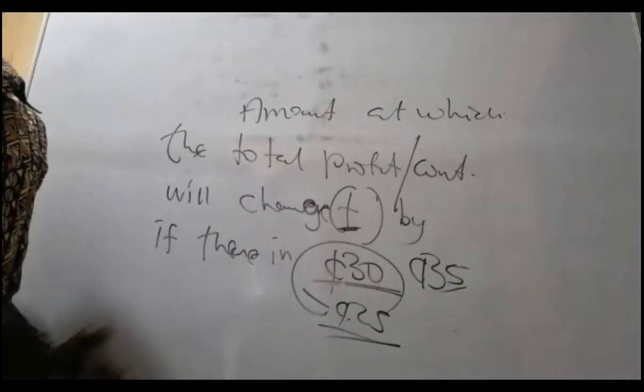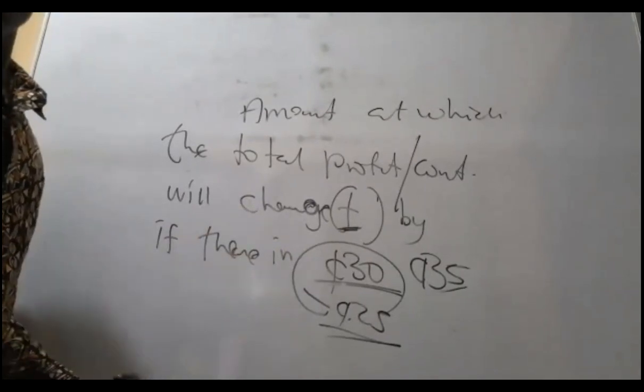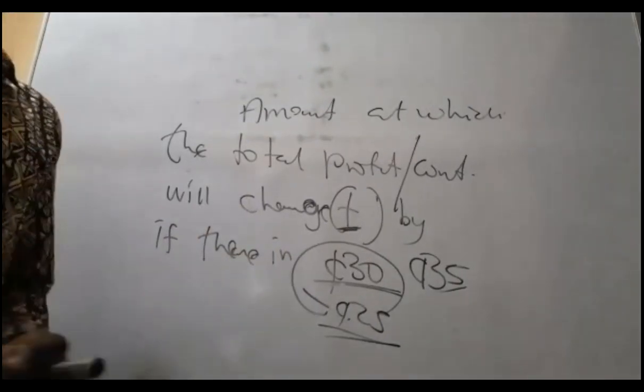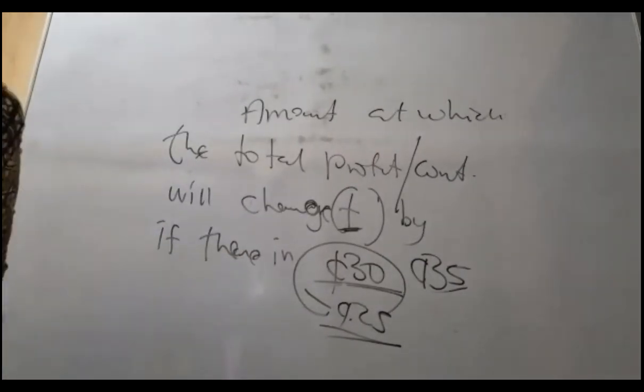So shadow price, in fact, we use it for decision making. It has a lot of uses. One, for decision making, to determine the selling price and then the units to be produced. Good.